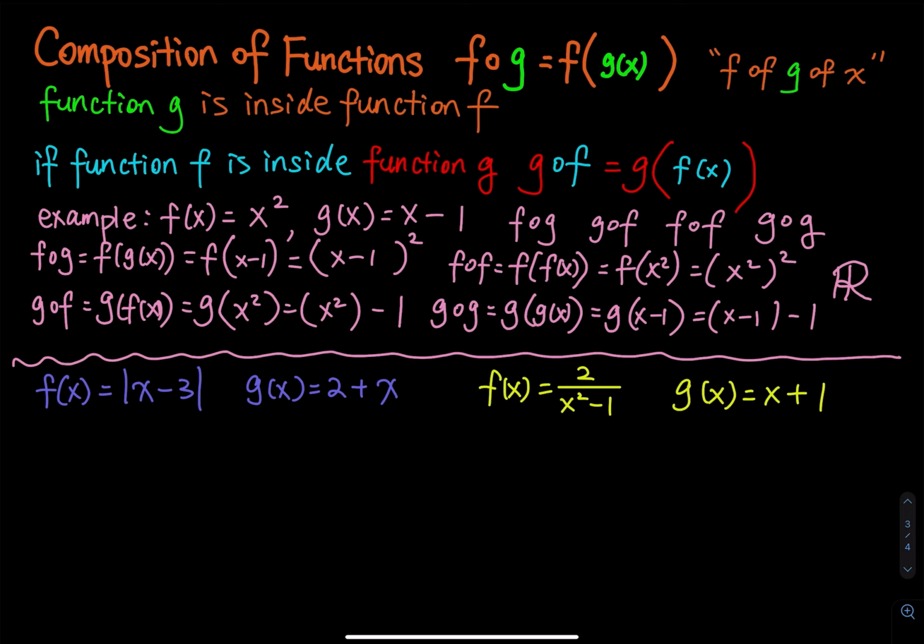So back to our business, we have f∘g. So f∘g, that is f of g of x. So that is f of g, which is 2 plus x, right?